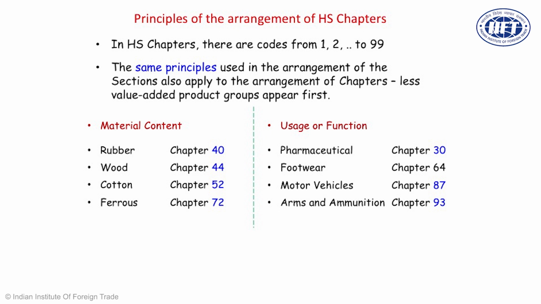there is another way in which we can identify a product in the HS spectrum, that is the usage or function. Suppose you are exporting footwear. There could be leather footwear, but it is not going to appear under HS 42, like the case of, let's say, the wallet or handbag that we have seen earlier. Footwear is going to come under HS 64, or motor vehicles are going to come under HS 87.